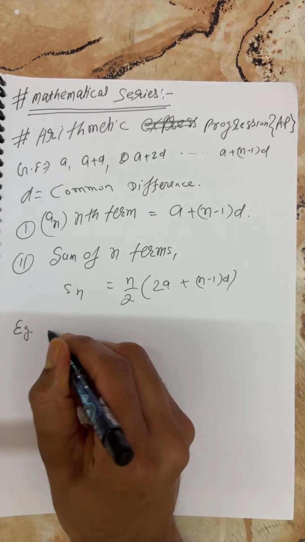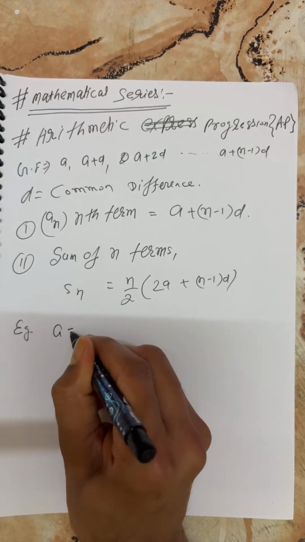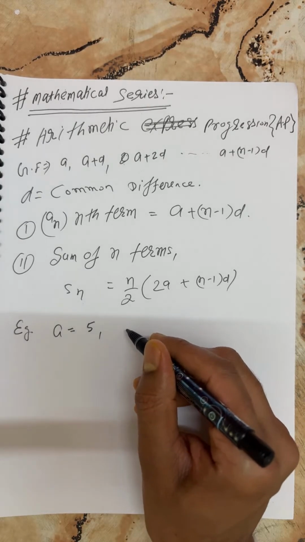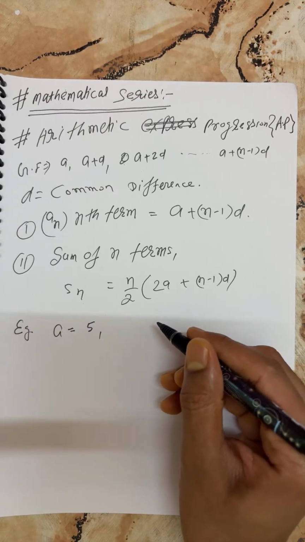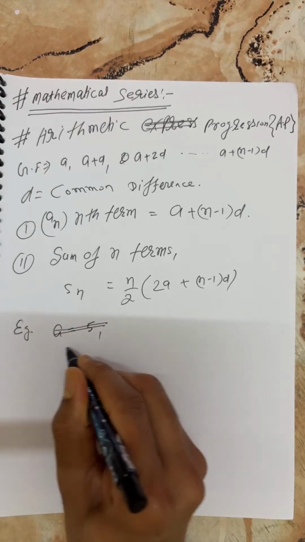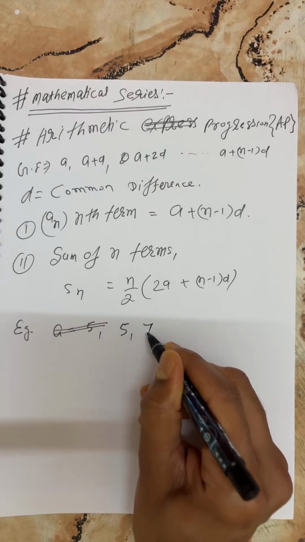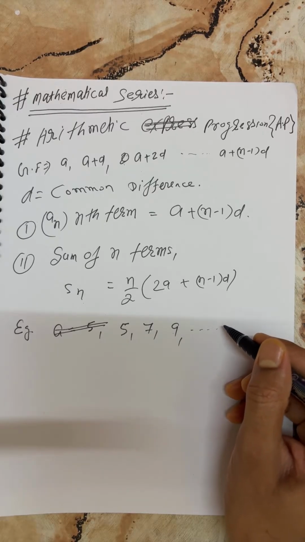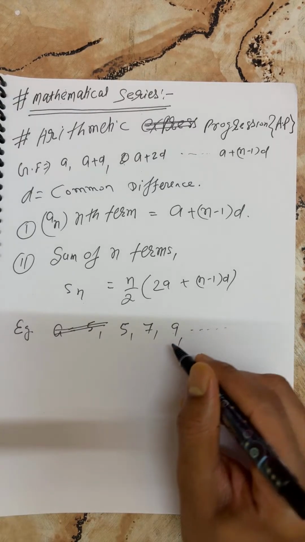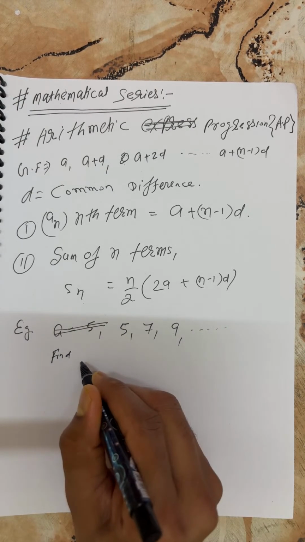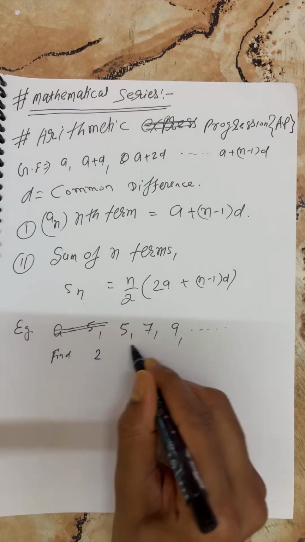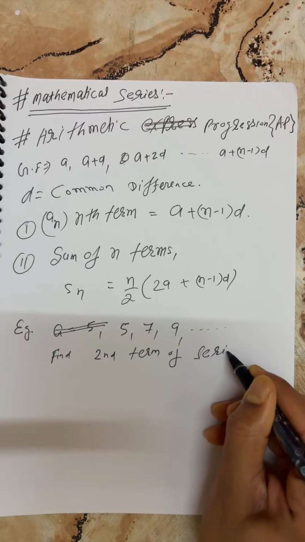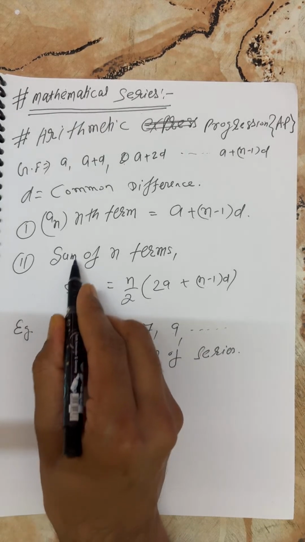Let us suppose A is equal to 5. I'm giving a series: 5, 7, 9, 11, and so on. Find the second term of the series.